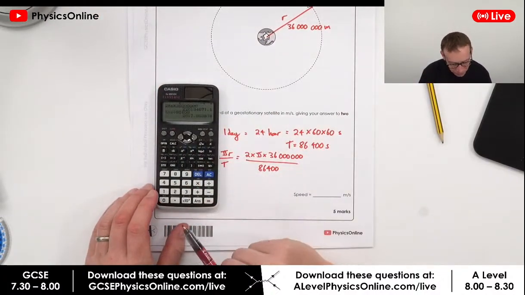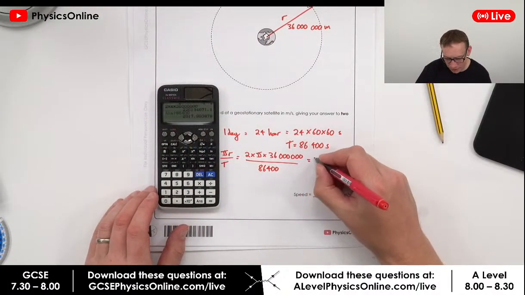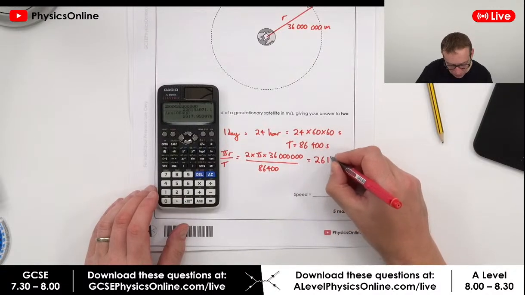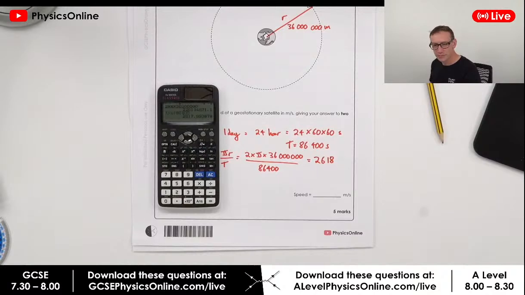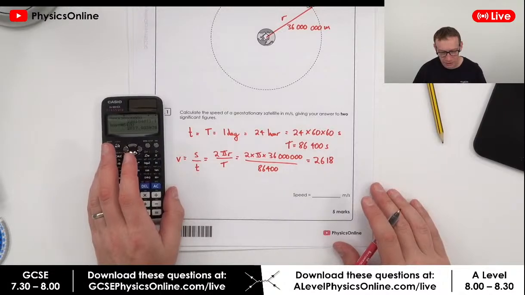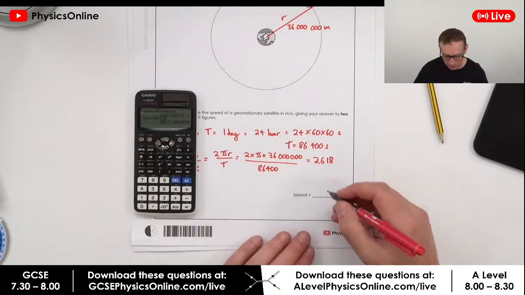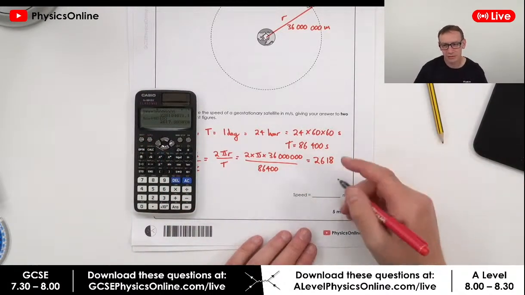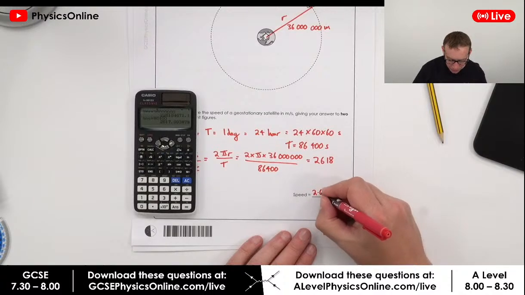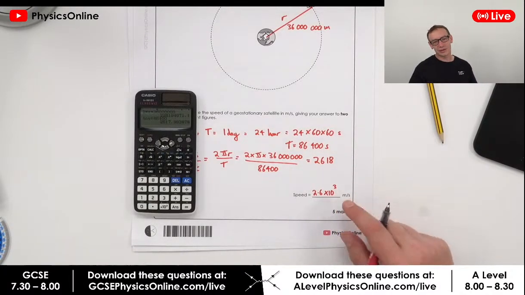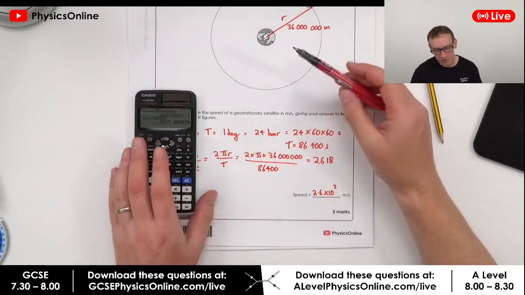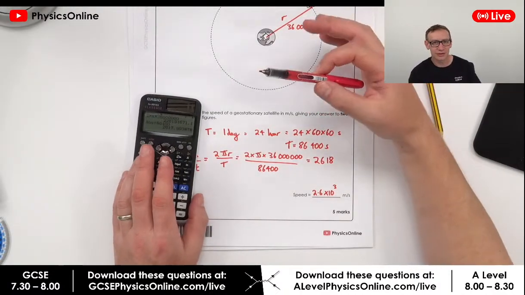And that means the answer is equal to 2,618 metres per second. Okay, so that's the answer that I've just worked out. I would say that probably a more appropriate answer could be something like maybe 2,600, or even 2.6 times 10 to the 3 metres per second.